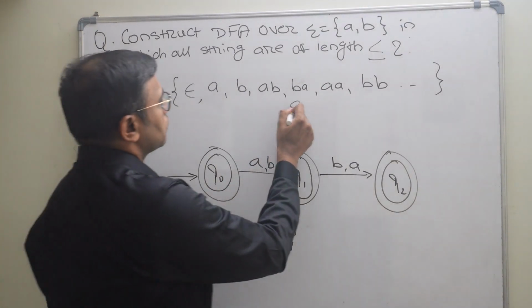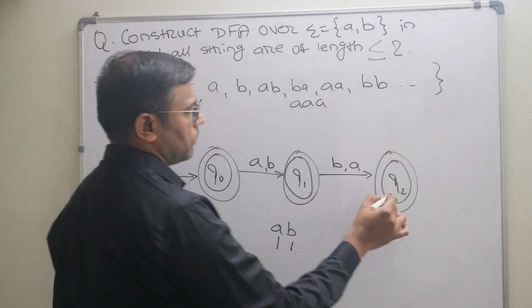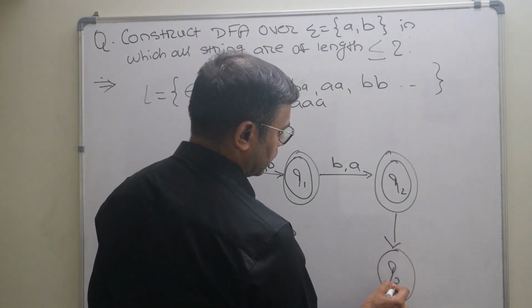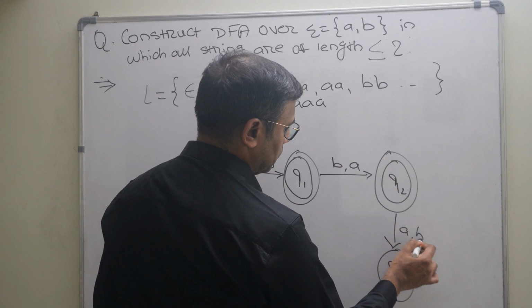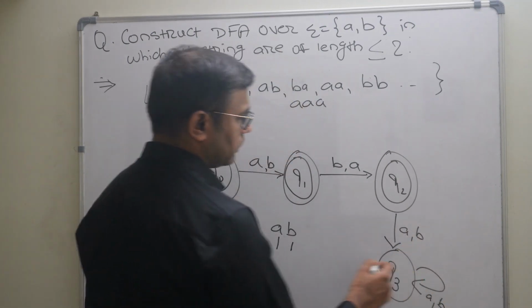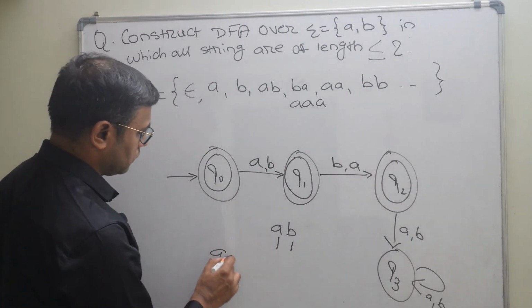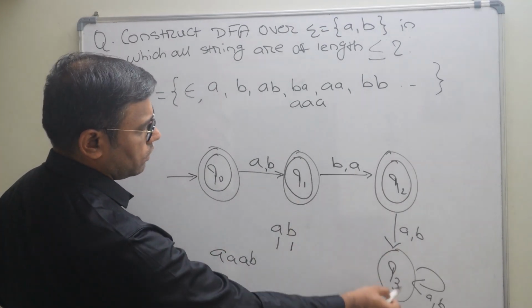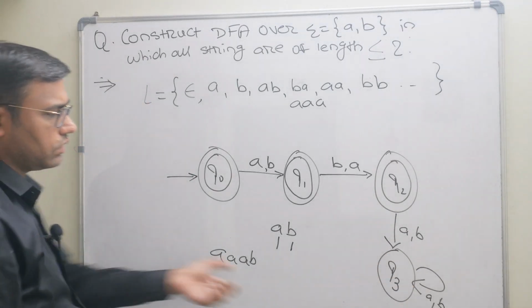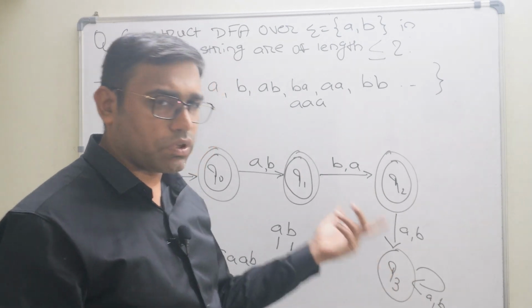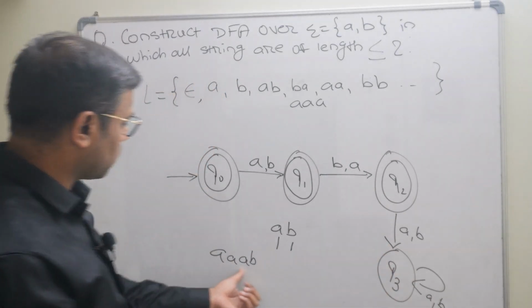Now if the string is AAA, what will happen? We will go to one dead state here. It is called a dead state, and we can write here A, B, and then we can apply the loop of A, B also. Why is it written? Suppose the string is AAA. It is not a final state, it is a dead state or trapped state. We cannot move forward and the string is not accepted.